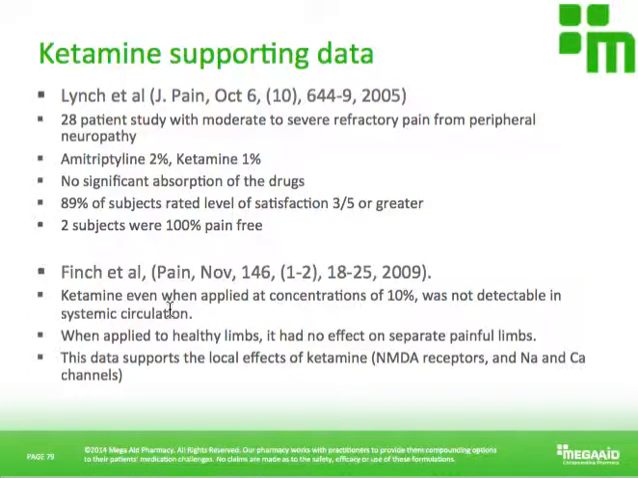Another study found that when ketamine was applied, even in concentration as high as 10%, it wasn't detectable in systemic circulation, and it had no effect on separate painful limbs when it was applied to healthy limbs, meaning there was no distribution of drug in the systemic circulation, otherwise it would have been acting on the painful limbs. So the data supported basically local effects of ketamine, its effect on NMDA receptors, sodium and calcium channels.